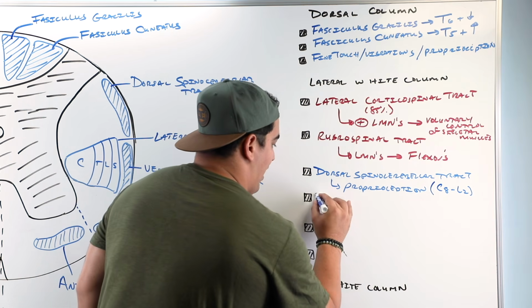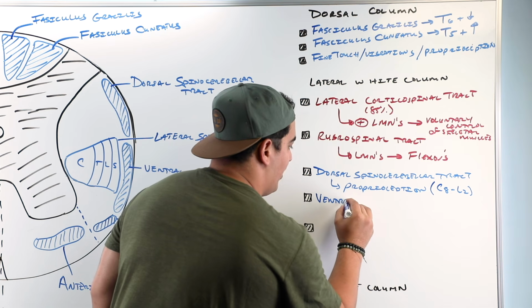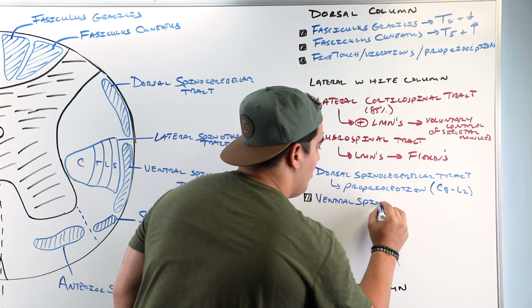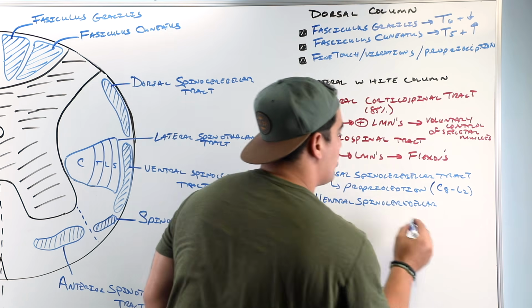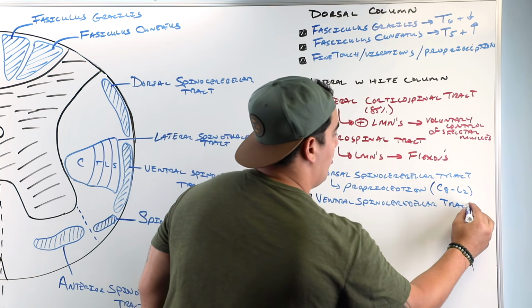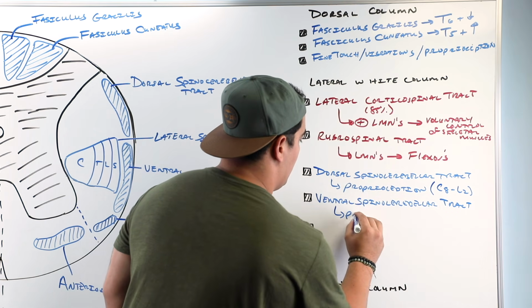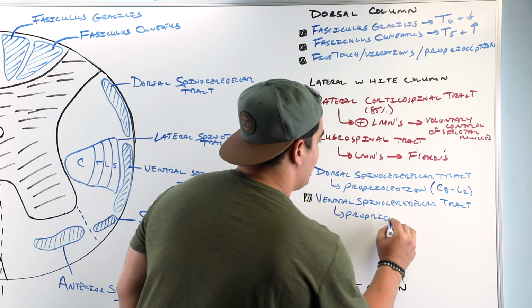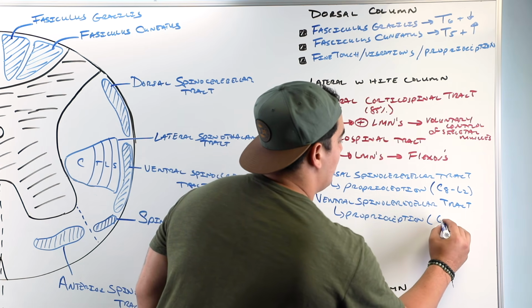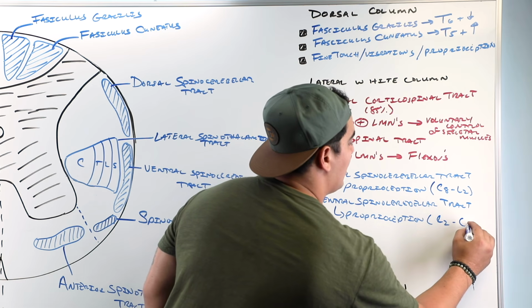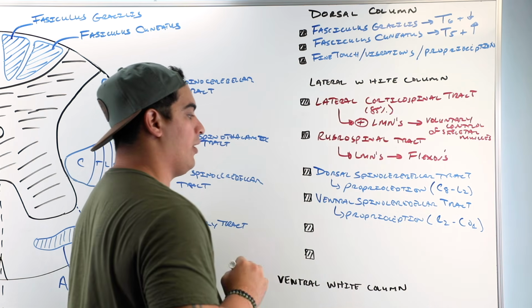What was the other white matter tract there? The other one was called the ventral spinocerebellar tract. And that was also picking up what? Proprioceptive sensations. And those proprioceptive sensations were coming from what areas of the body? This was coming from L2 to the coccygeal 1 area of the spinal cord.